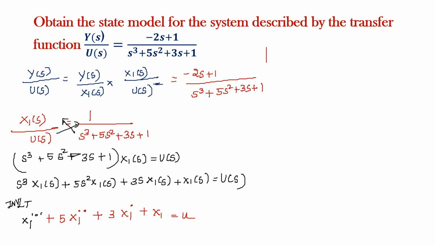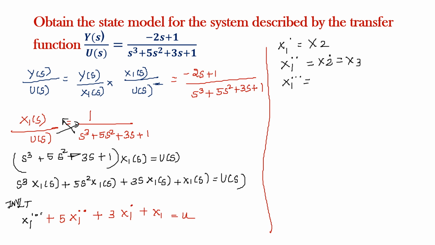Now we have to define the state variables. The state variables are 3, that is x1, x2 and x3. First I have to assign x1 dot equal to x2. Then x1 double dot equal to x2 dot equal to x3. After that, take differentiation once again. x1 triple dot equal to x2 double dot equal to x3 dot.